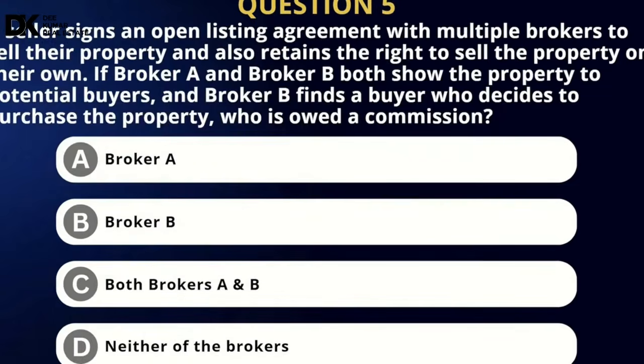And the final question, question number 5. A seller signs an open listing agreement with multiple brokers to sell their property and also retains the right to sell the property on their own. If broker A and broker B both show the property to potential buyers and broker B finds a buyer who decides to purchase the property, who is owed a commission? Letter A, broker A. Letter B, broker B. Letter C, both brokers A and B. Letter D, neither of the brokers.